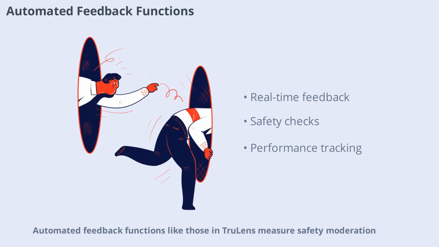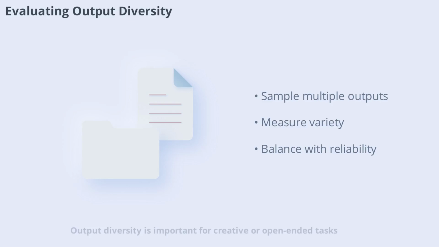Automated feedback functions like those in TruLens measure safety, moderation, and performance in real time. Integrate these into your live application to catch issues as they happen, providing an extra layer of quality control beyond traditional evaluation metrics. Output diversity is important for creative or open-ended tasks.